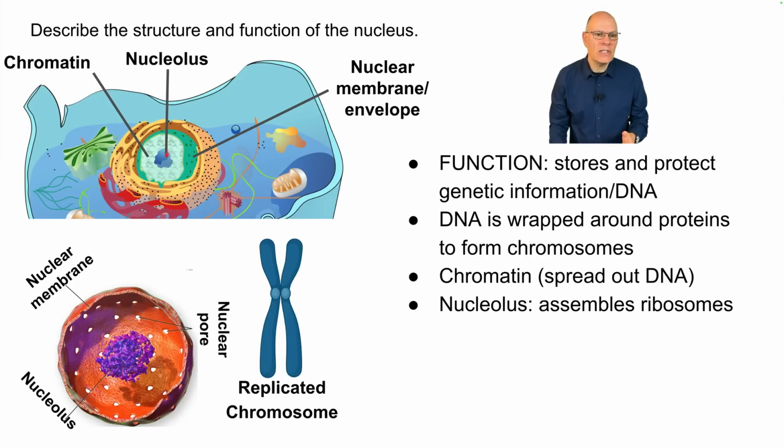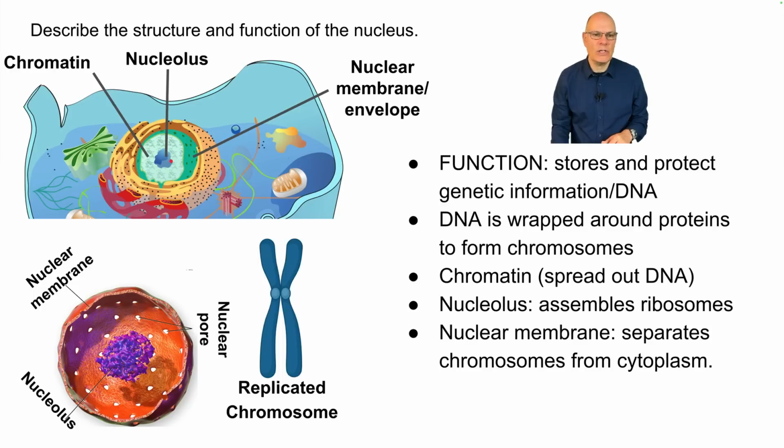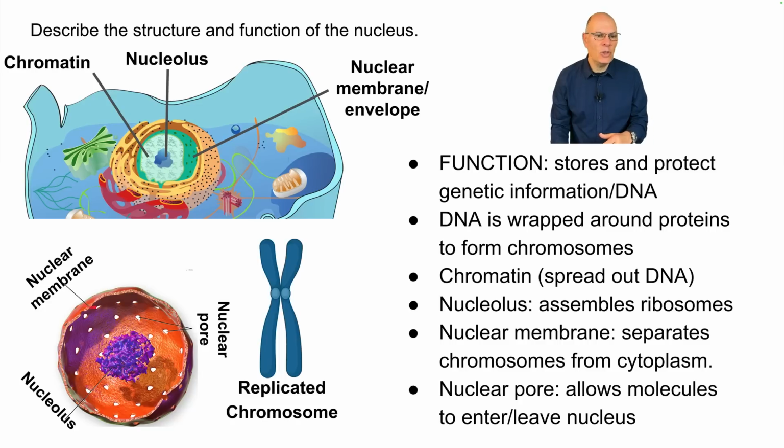The nucleolus is this dark part in the center of the nucleus, and it assembles ribosomes. The entire nucleus is surrounded by a membrane that separates the chromosomes from the cytoplasm, and the nuclear membrane has pores that allow molecules to enter and leave the nucleus. Important among those are messenger RNA, which leaves the nucleus, goes into the cytoplasm, where it's transcribed into proteins, and various transcription factors that come into the nucleus to turn genes on or to turn them off.